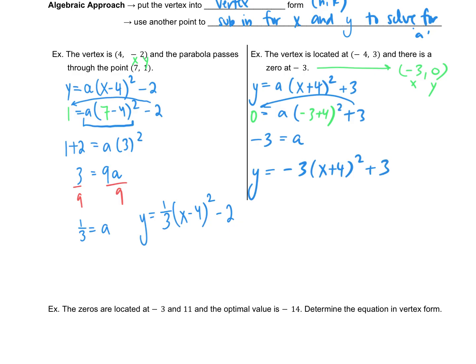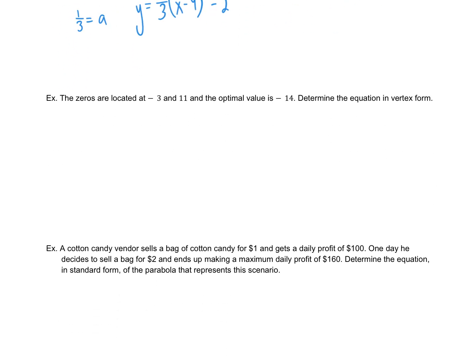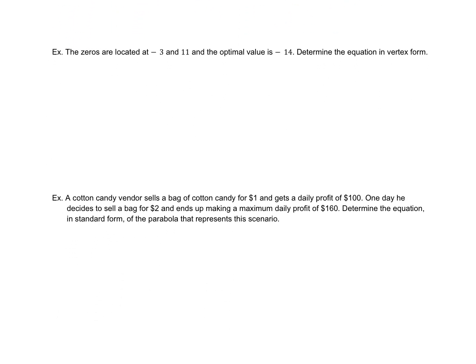And these are just very generic questions. Sub the vertex in, sub the point in, isolate for a, and write the final equation. Now, there could be questions that are slightly tweaked or word problem scenarios. So let's take a look at this next one.